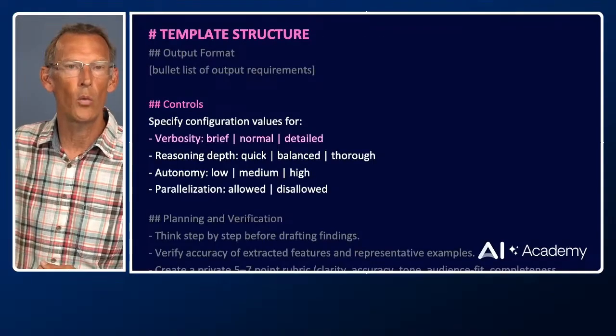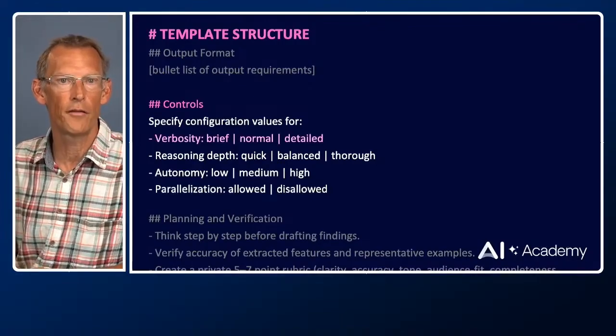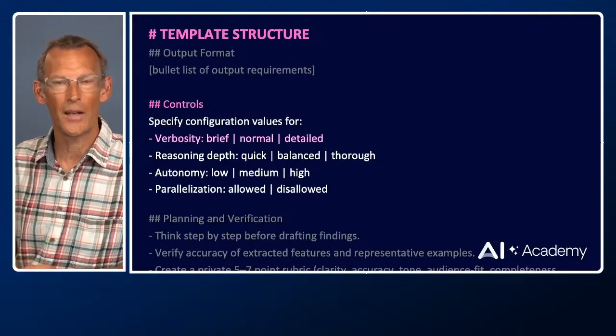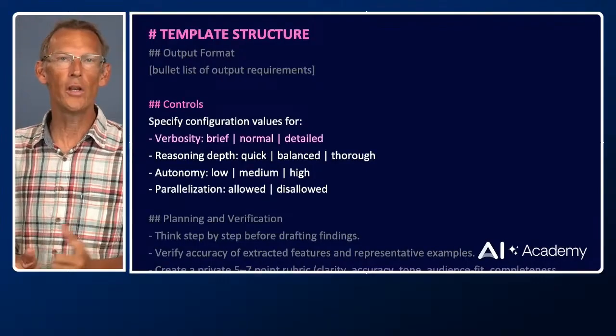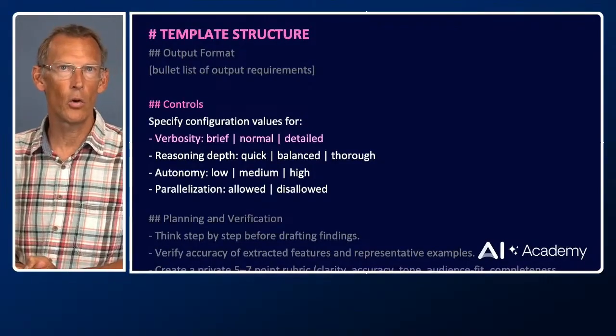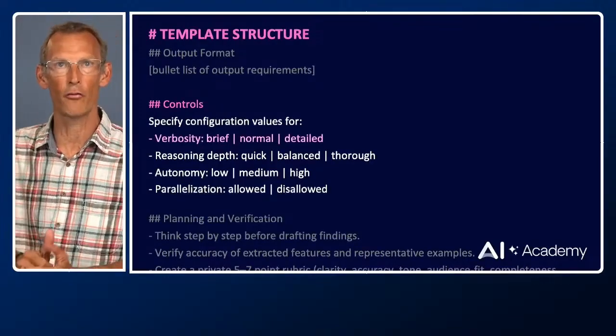One of the things that you might want to do as you're crafting your prompts is have a section called controls. You could specify the verbosity between, let's say, brief, normal, detailed. How long do you want the output to be? That's not the only control you can use. There's also reasoning. You can tell it whether you want it to be quick, balanced, thorough. This is how much you want it to think things through.